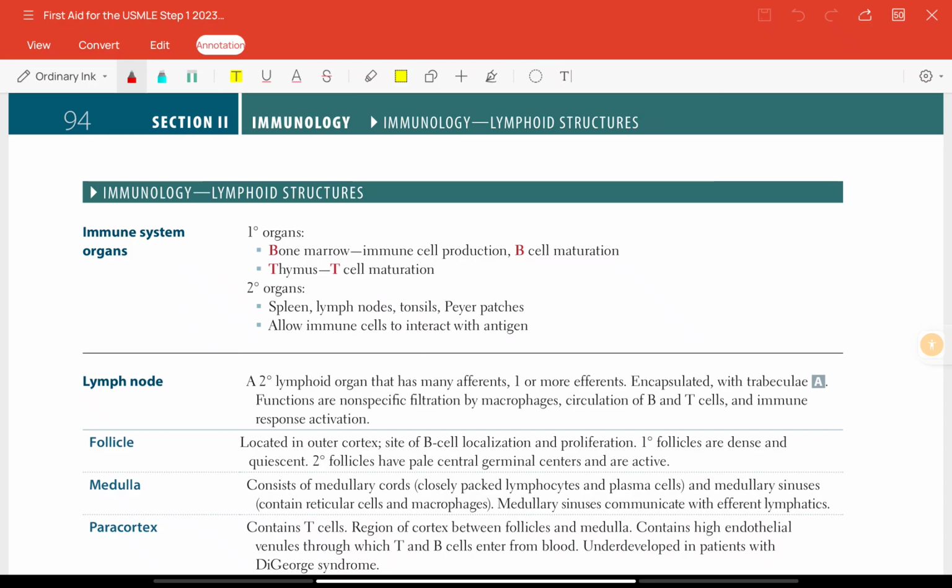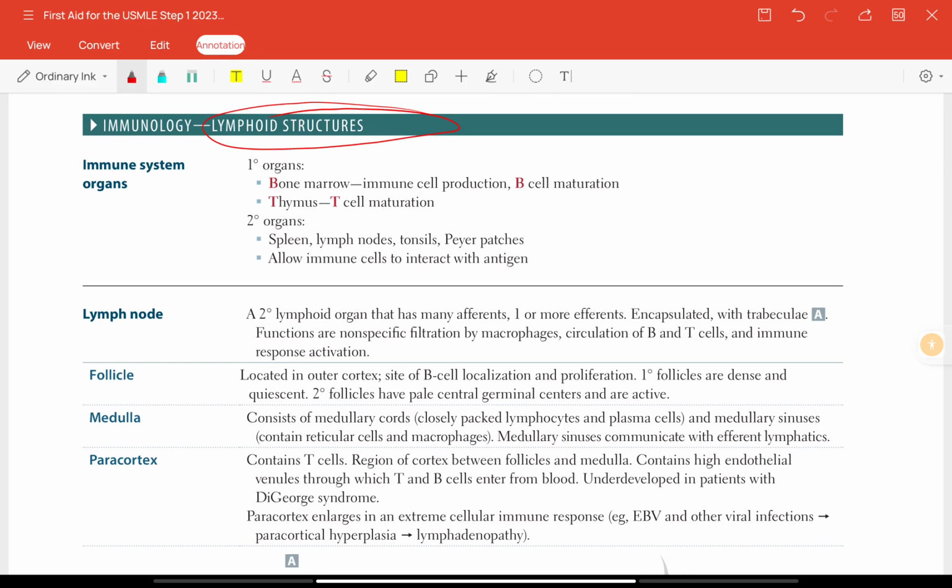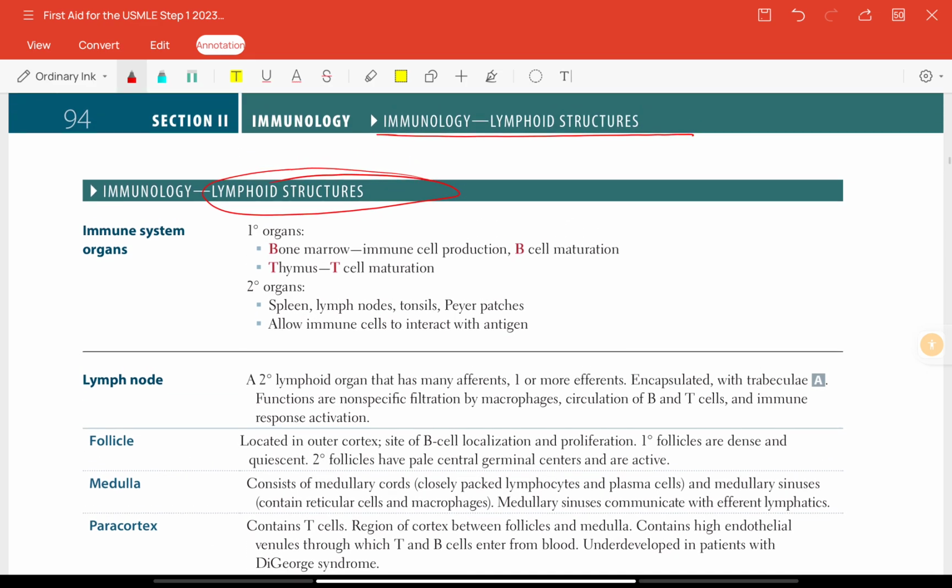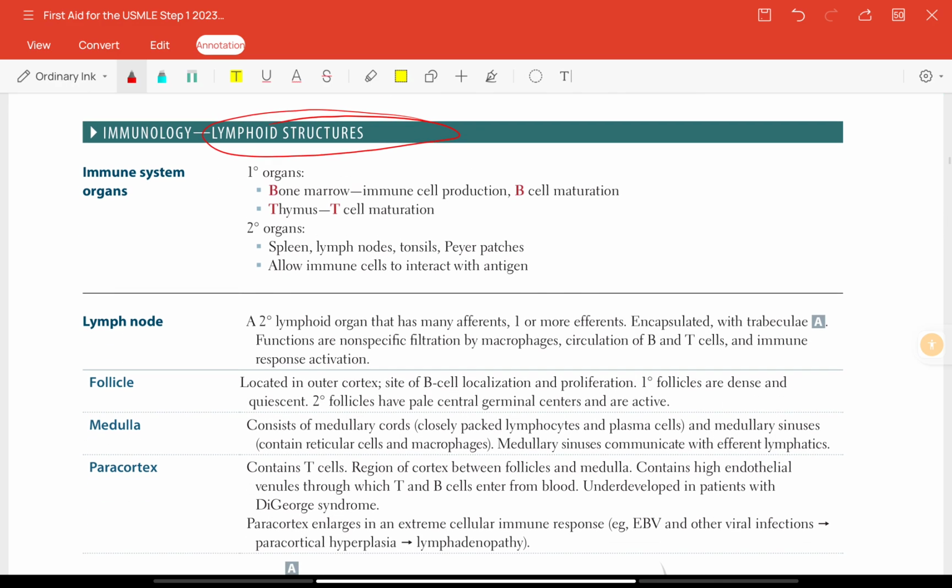So hi everyone. Today we're gonna discuss immunology, and the very first topic is lymphoid structure. As we talk about the lymphoid systems, that is, the immune system's organs. The first are the primary lymphoid organs, that is the bone marrow, for immune cell production and B cell maturation, and the thymus, for T cell maturation.